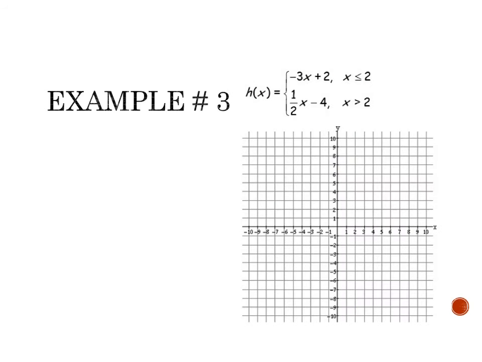Let's try another example. Again, I'm going to start with my fences. Same thing, I'm going to have a fence at 2. I'm going to draw my fence. Alright, let's start by graphing the first line. I can make this -3 into a fraction by putting a 1 under it. So now I'm going to start at my y-intercept at 2.